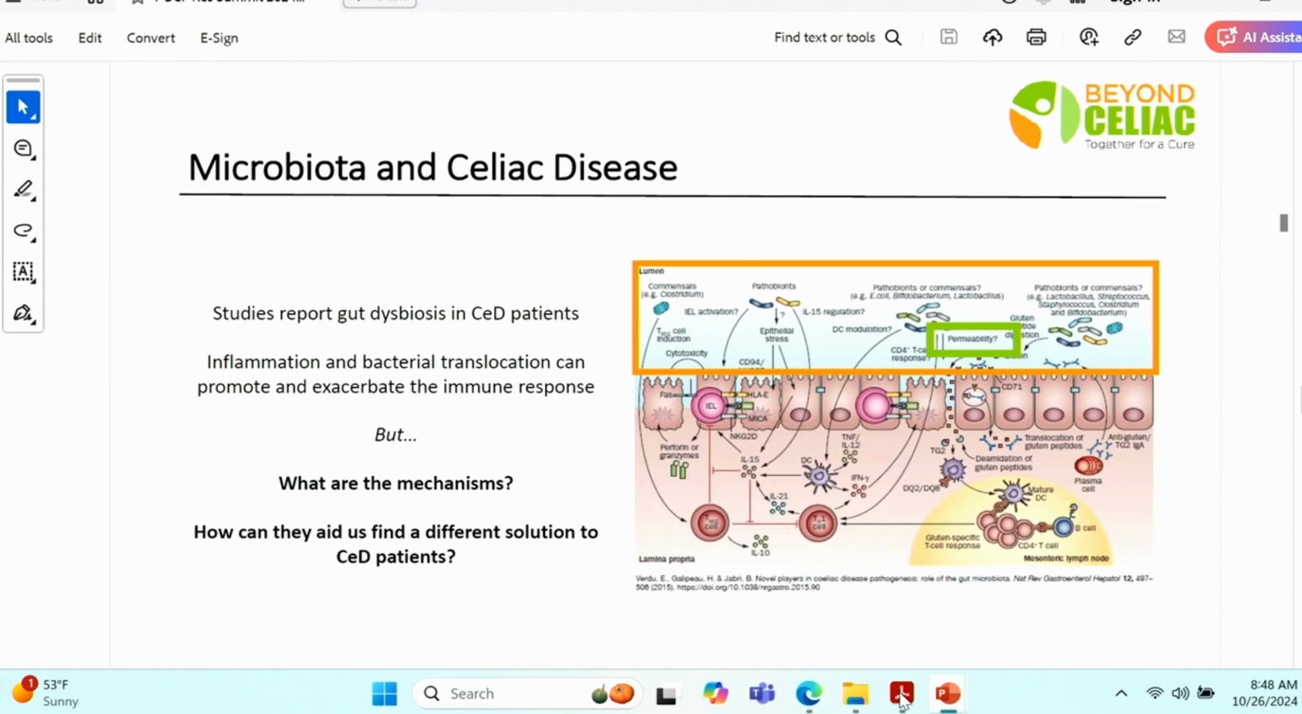There is huge information on that also, and several studies report gut dysbiosis in celiac disease patients. We also know that inflammation and bacterial translocation can increase the disease response, but what are the mechanisms involved in this? And how can knowing these mechanisms help us find different solutions for celiac disease patients?